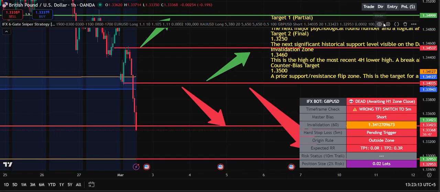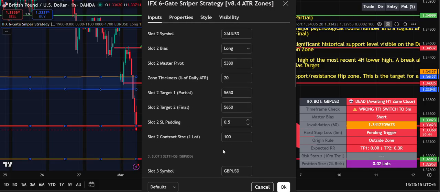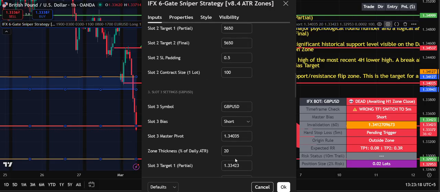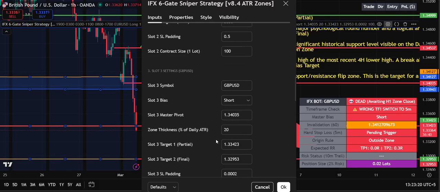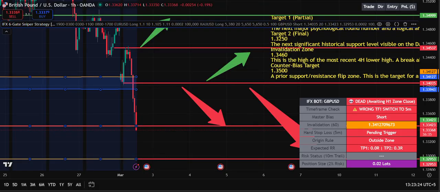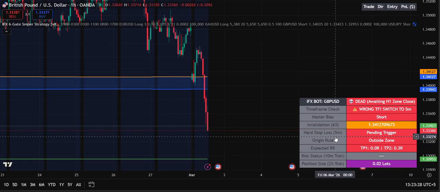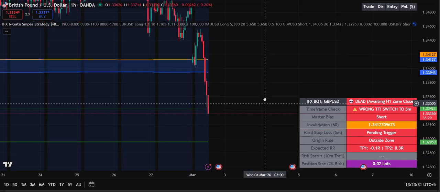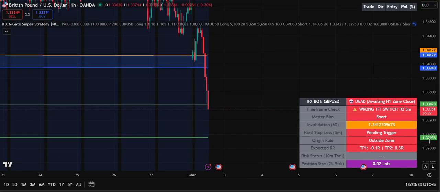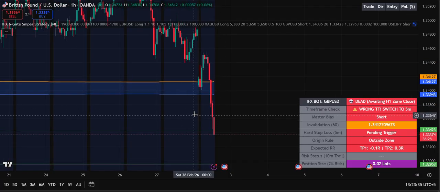Also, I guess I didn't modify the target. I did. Yes, I did. The targets are there. So let's hide the drawings. Yep, the targets are working. The first target is 1.33423. Next target is 1.32953.